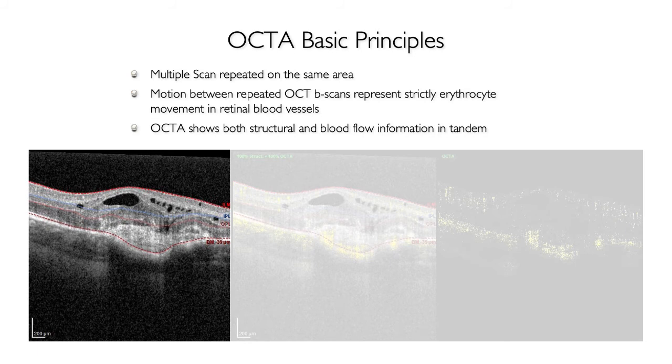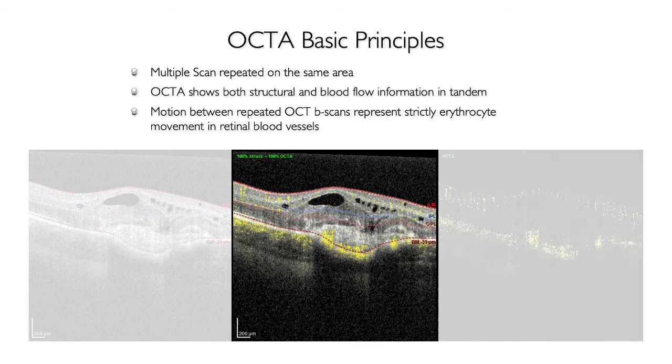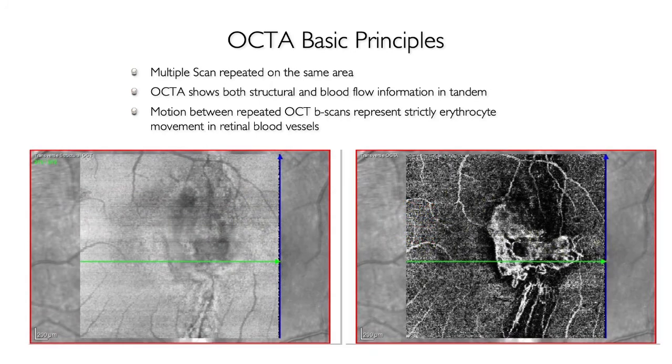In fact, this is a B scan, so a normal structural B scan. This image shows the blood flow information without the presence of any structural information, and then in between we have the so-called OCTA B scan. So the structure of the retina with the presence of the flow information. And for this reason, that's why we're able to visualize exactly the retinal vasculature structure.